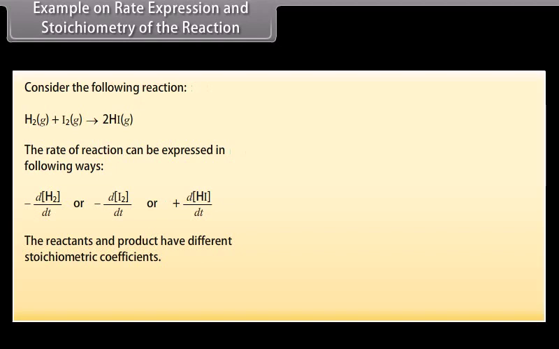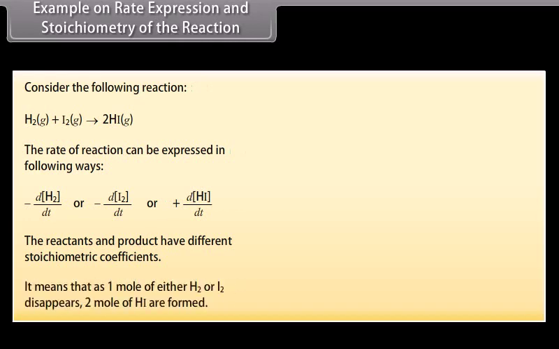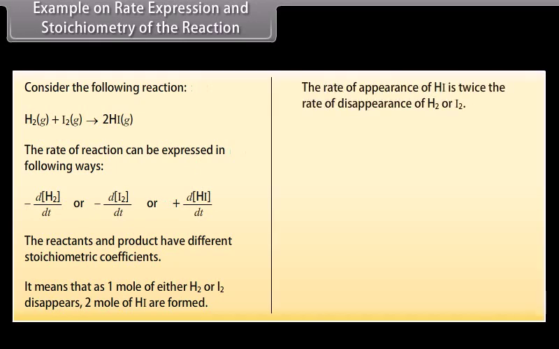The reactants and product have different stoichiometric coefficients. It means that as 1 mole of either H2 or I2 disappears, 2 moles of HI are formed. The rate of appearance of HI is twice the rate of disappearance of H2 or I2.